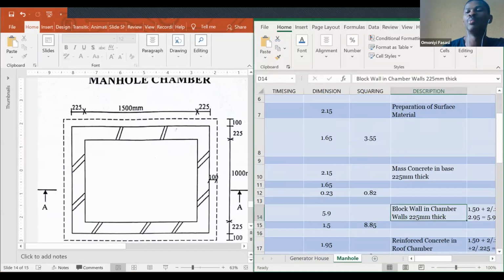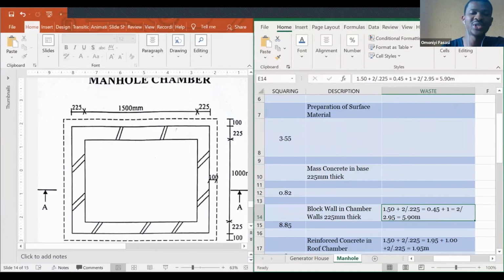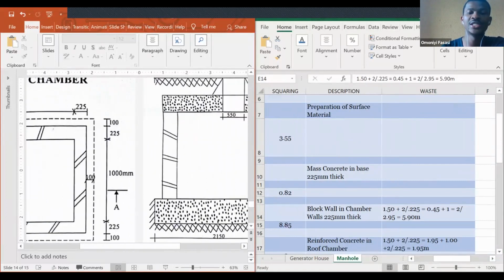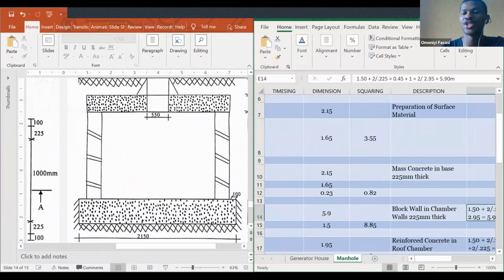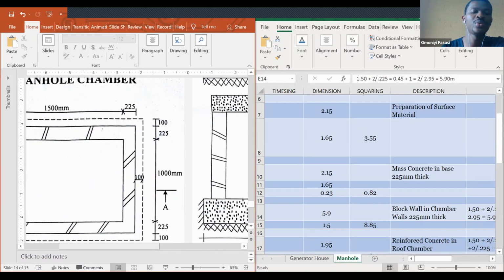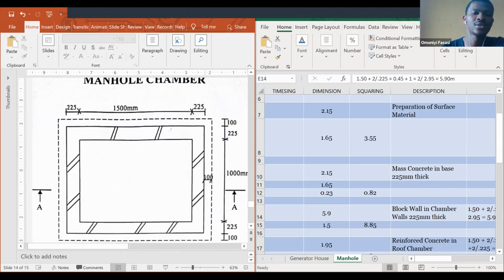Then the next thing is the block wall of the chamber. When I'm done with the mass concrete, the next thing I'll do is work out how to place my block walls. This is a block wall and this is a block wall. So I create the block wall, which is the block wall in chamber, wall 225 mm. What is the length I'll be working with? Let me go to that area. The length is going to be this plus this, I hope you can see my screen: 225 plus 1500 plus 225 plus 100. Do you get it?